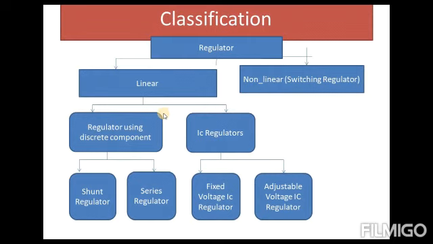Then we are moving with classification of regulators. Regulators are mainly classified into two types: linear regulators and non-linear regulators. Non-linear regulators are also called as switching regulators. Linear regulators are again classified into regulators using discrete components and IC regulators. Regulators using discrete components are divided into two types: shunt regulator and series regulator, whereas IC regulators, integrated circuit regulators, are classified into fixed voltage IC regulators and adjustable voltage IC regulators.